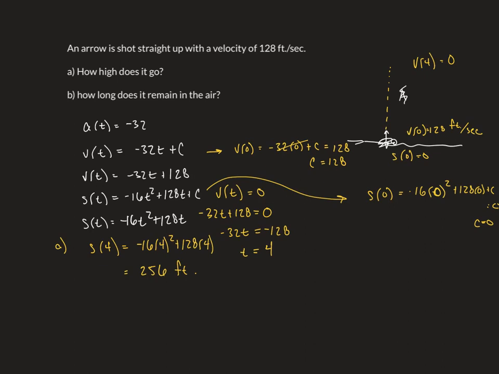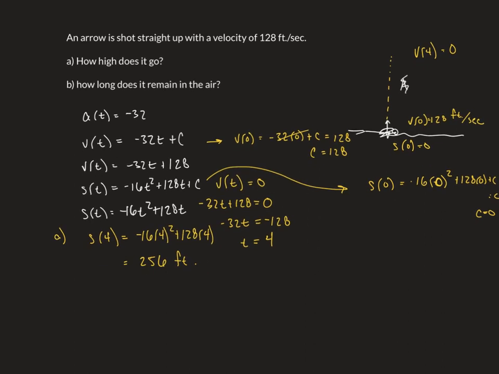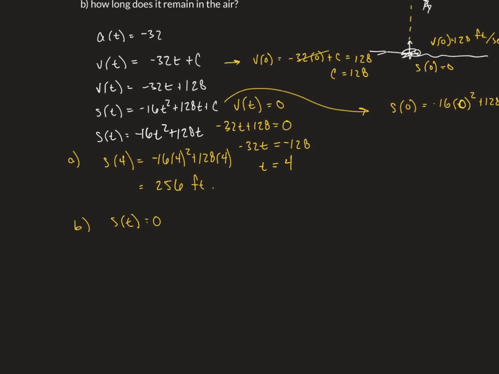Question B says, how long does it remain in the air? So now what I'm thinking about is, as this arrow is shot up, it starts at a position of 0, it goes up to 256 feet, which we just figured out, then it turns around and comes back down, and its position will be 0 again. So again, what I want to know is, when is my position function 0? We know that one of those times is when t is 0, but we don't know the other one. So we'll use our equation, negative 16t squared plus 128t, and find both zeros.